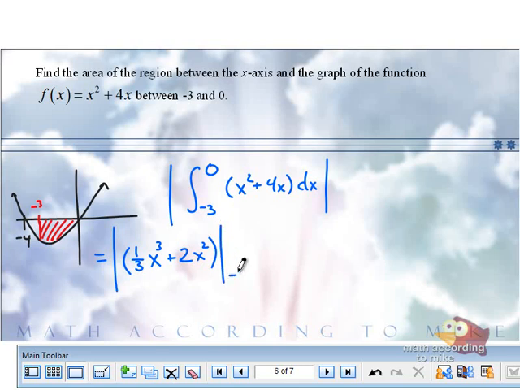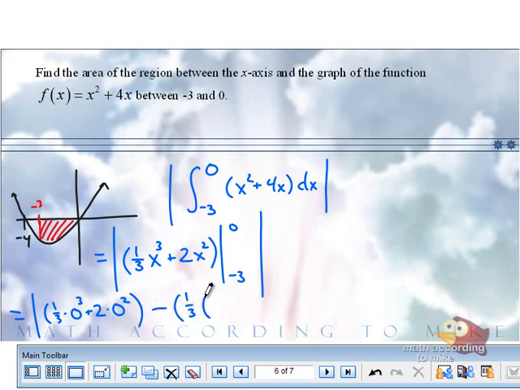Between -3 and 0. And again, vertical line because of the absolute value. So the only thing we've added is the absolute value bars. It's still the same type of problem. So we stick in 0, subtract, stick in -3. One thing I do not want you to get used to is that every time you stick in 0, you get 0. That is not true. It depends on the function.